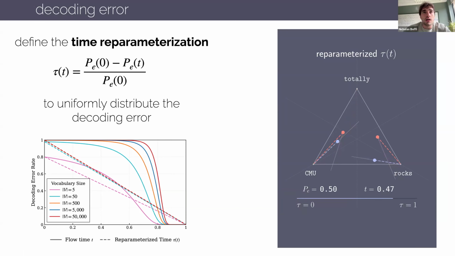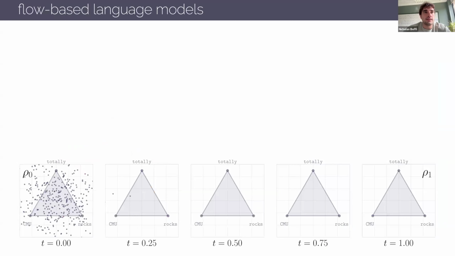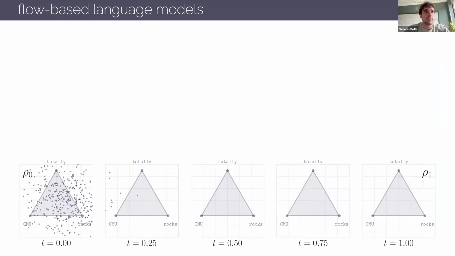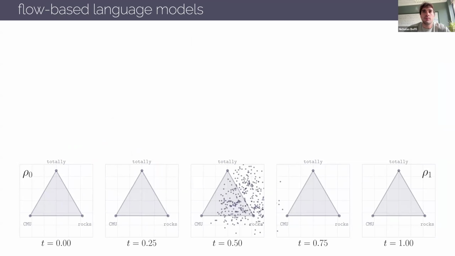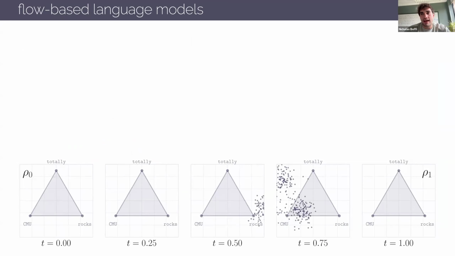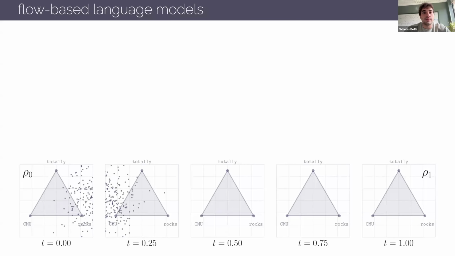So with all of these ingredients together, I can construct a model that basically does this. This is the flow that you should have in mind. I'm starting from a Gaussian and I'm going to move these samples until they end up on the corners. I might not end up exactly on the corners, but I just take an argmax at the end and I round.